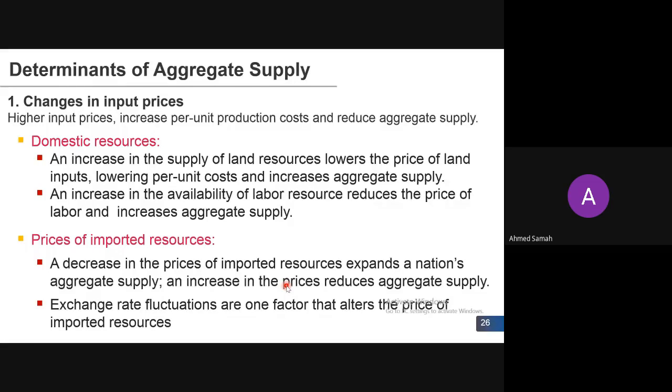The opposite will happen if our exchange rate appreciates. For example, if the rupiah appreciates from 15.42 to 12.85, now we can buy dollars at a lower price. So now our imports are cheaper compared to before, so we can produce more goods and services and aggregate supply will increase.